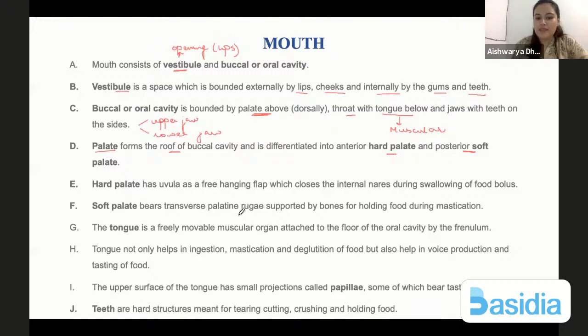Then the soft palate bears palatine rugae, supported by bones for holding food during mastication. Mastication is the process of chewing. So when you chew your food, some support is required, and that is provided by the soft palate. Coming to the tongue, in the mouth, mainly we will be talking about two things in detail. One is the tongue, and the other is the teeth.